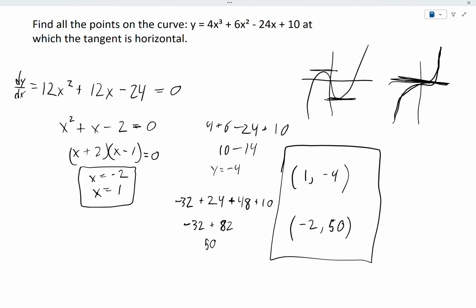So those, you could say, are the 2 points where we get horizontal tangents, and that's how you do an application of a derivative like this.